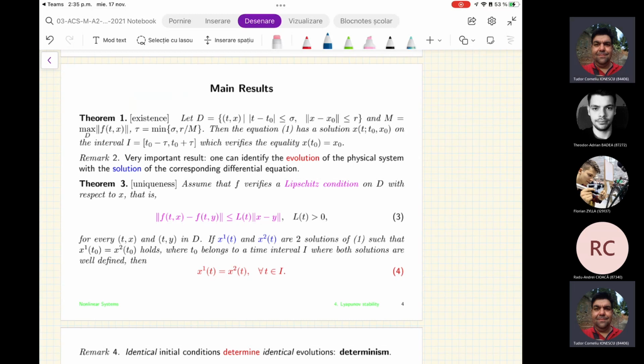Existence, first of all. We have a domain defined like this with two variables, time and x. So it's actually n plus 1, because the state space is R^n, so x is in R^n and t is of dimension 1, and we fix a t0 such that the distance between the time moments t and t0 is bounded by some very small sigma.